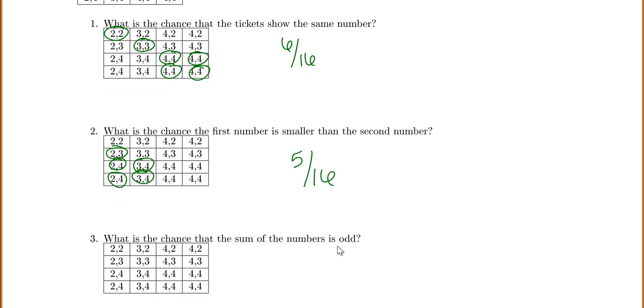And number 3, what is the chance that the sum of the numbers is odd? I have to go through and look at the sum. So 2 plus 2 would be 4, that's even. But 2 and 3 would be 5, 3 and 2, 3 and 4, 3 and 4, 4 and 3, 4 and 3. I think those are all of the possible outcomes that give us an odd sum. And there are 1, 2, 3, 4, 5, 6. So 6 out of 16.